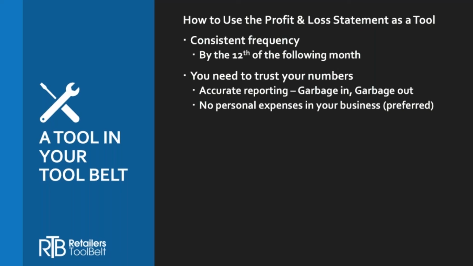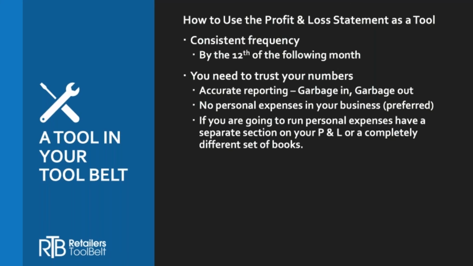What I recommend is no personal expenses being run through your business. And I know a lot of small business owners do this for tax reasons. I understand why. But when you do that, you tend to get messy results, clouded results. I recommend not running personal expenses through your business, but if you're going to, I recommend having a completely separate P&L or a completely separate set of books. One set of books is going to be for tax purposes, where you can run personal expenses through, and another one is going to be for high quality optics, which is going to allow you to manage your business better.